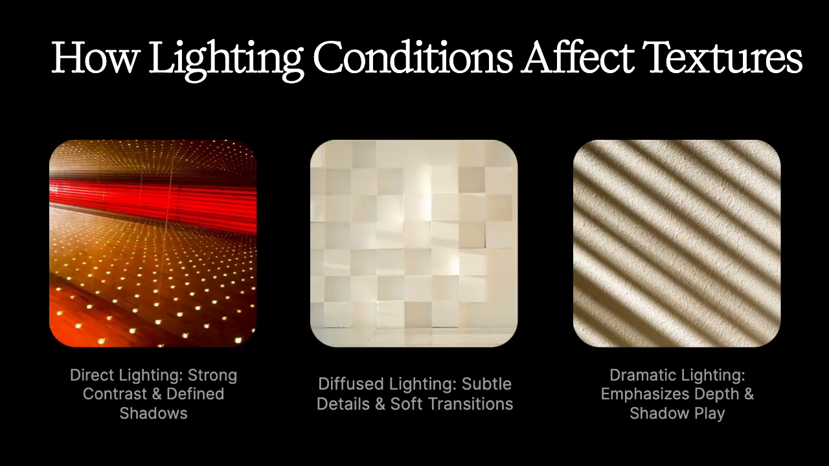Under direct lighting, textures show strong contrast and defined shadows. Diffused lighting reveals subtle surface details and creates softer transitions. Dramatic lighting can emphasize texture depth and create compelling visual interest through shadow play.